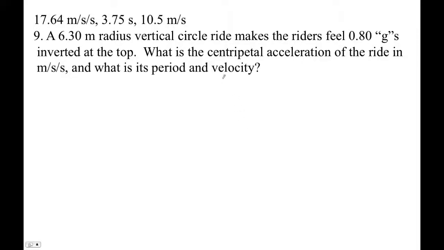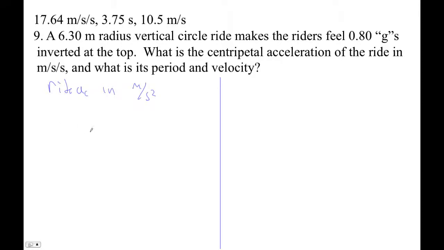All right, so this is of the genre where we're going to figure out from the g's the ride. We want to find the ride acceleration in meters per second squared. So we're going to find it in g's first and then turn it into meters per second squared. Okay, so let's see. They feel 0.8 g's inverted.